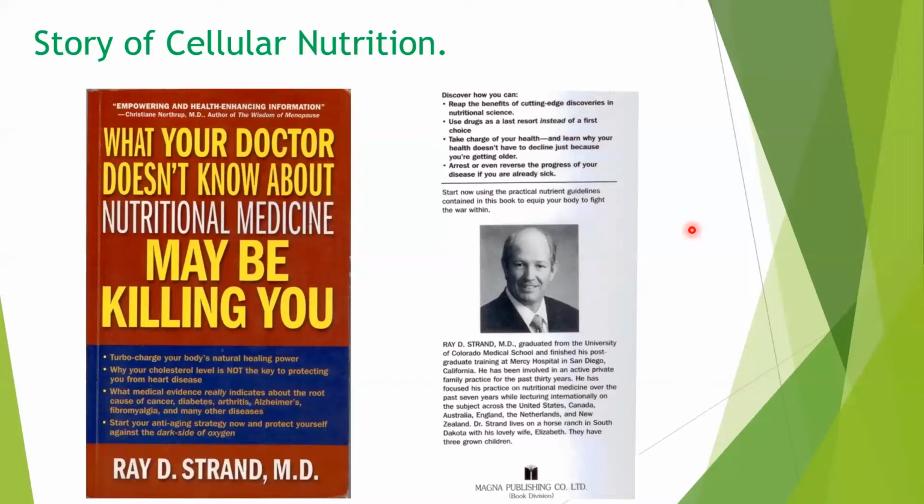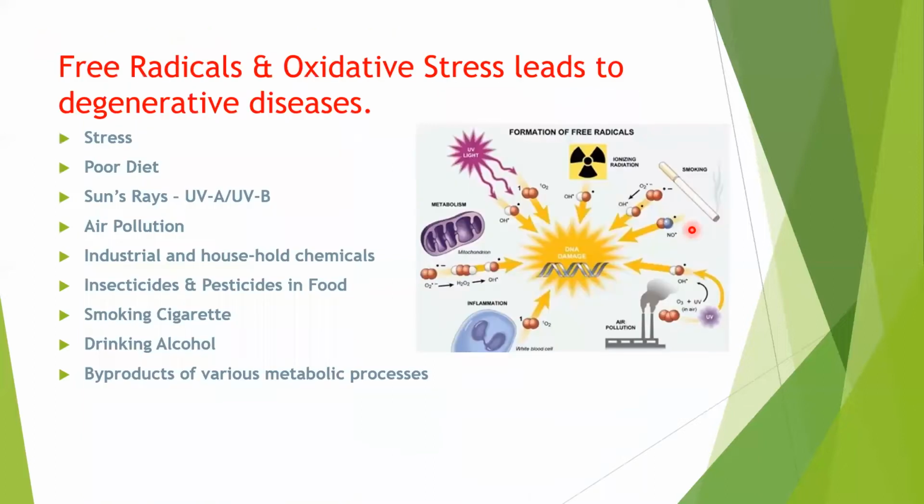And in this book, he has talked about different diseases and how to prevent them and how to reverse them to a great extent. And today I'm going to highlight one crucial part which we all need to understand: how cellular nutrition helps us to revive and how we can achieve that. So let's first talk about his theory, where he says that free radicals and oxidative stress lead to degenerative diseases. And what are free radicals? What damage do they do to our body? What is oxidative stress? Let's understand that in detail.